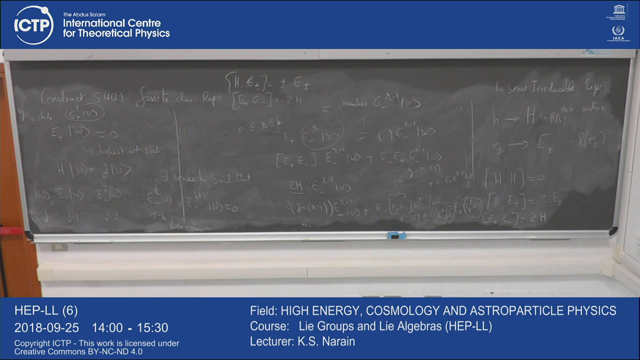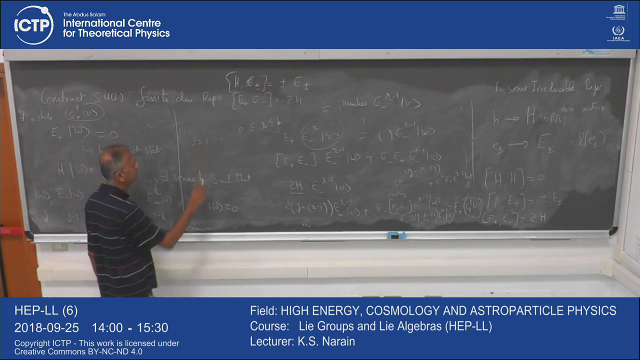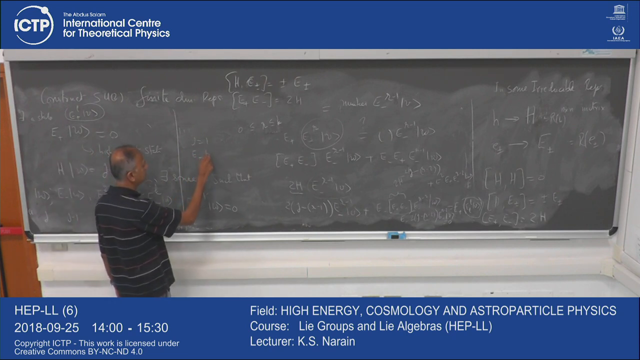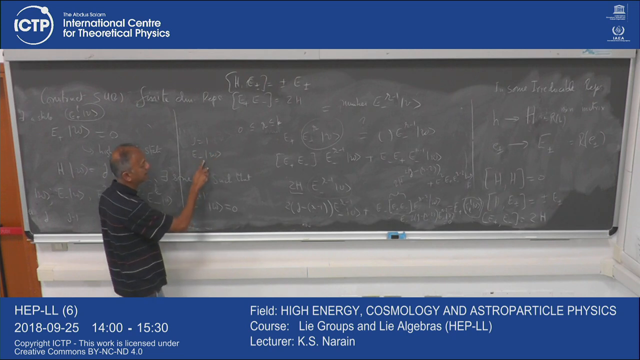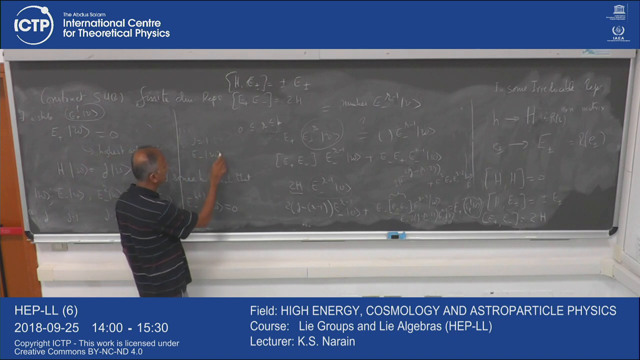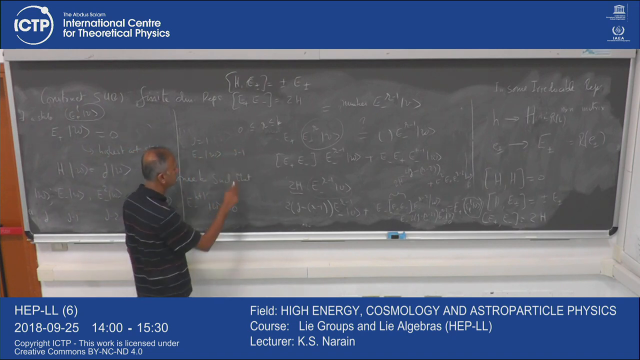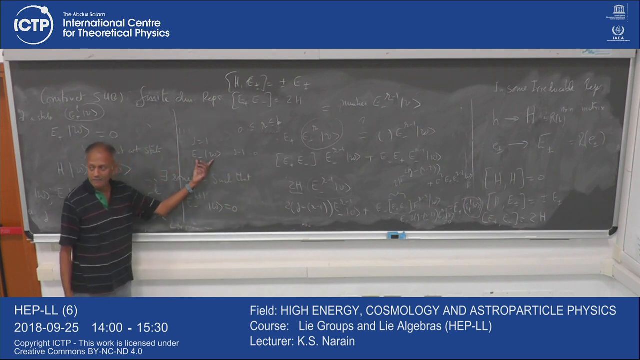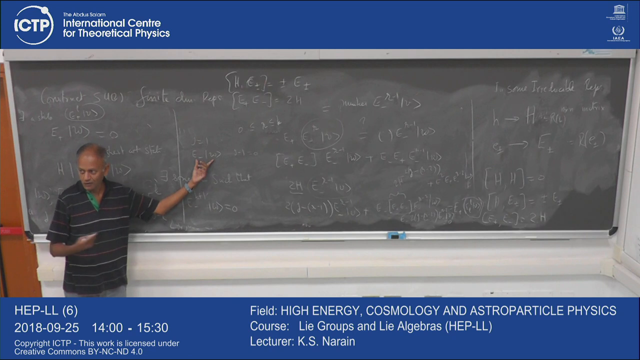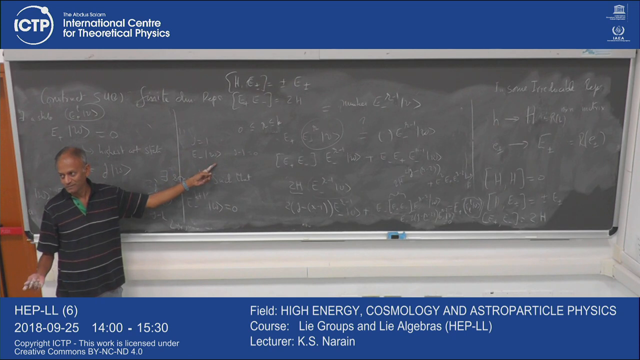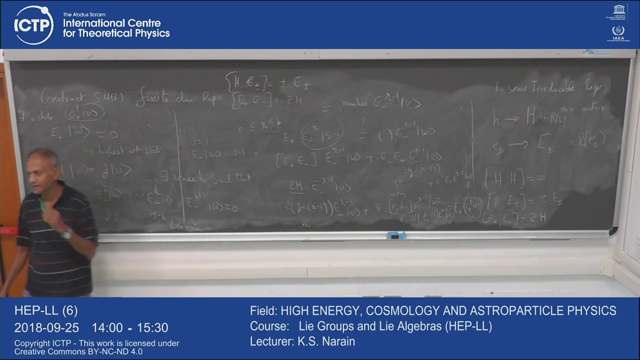We don't know the number. I mean, take an example. Suppose j was 1. Then the first time I apply E minus on this state, on W, I will get a state with j equal to 0, right? So this will have quantum number j minus 1, which is 0. But that doesn't mean that E minus W is a zero state. It is a non-zero state. It is some particular state. Only what it tells you is that H acting on that is 0. So the state is not 0.